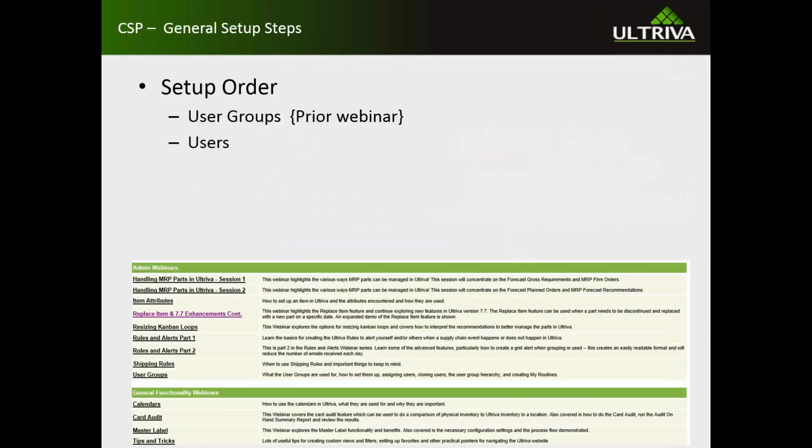Next, you would add your users, and we will be going over adding users today. After you have your users set up, then you're ready to set up your rules and alerts. And we do have 2 prior webinars on rules and alerts. Then after you have those set up, you would want to update your calendar. The calendar obviously is very important because it takes into account the lead time and transit time for the suppliers. So calendar is extremely important, and we do have that webinar out there.